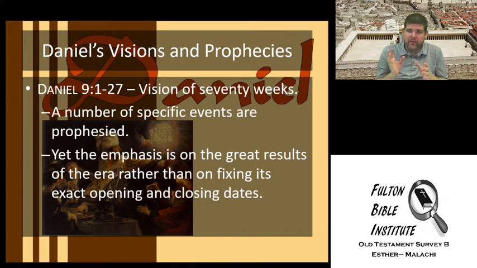But the thing we need to get about the 70 weeks, and again, not to get sidetracked too much, is to realize that the emphasis of all this is on the great results of the era rather than on fixing its exact opening and closing dates. We don't need to worry about when it starts, when it ends, but to realize what was accomplished, what happened, what God was able to do during this time period.